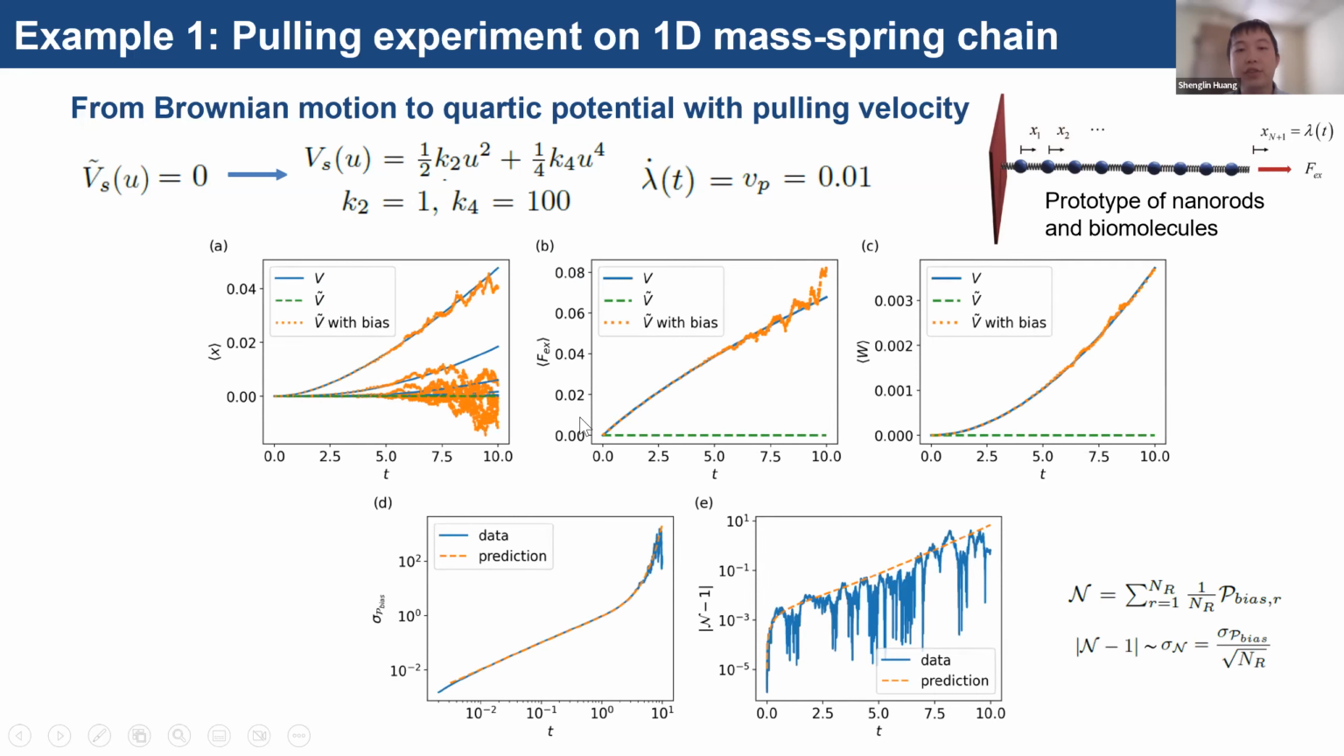The green line shows the results from Brownian motion, the ensemble average of Brownian motion. Everything is 0. So this is the displacement field, the external force, and the total work done on the system. Starting from the noisy Brownian motion, we can predict the orange line, and the true result should be the blue line. As we can see, when time is small, the prediction is very good. But when time becomes larger, the prediction starts to deviate from the true results.